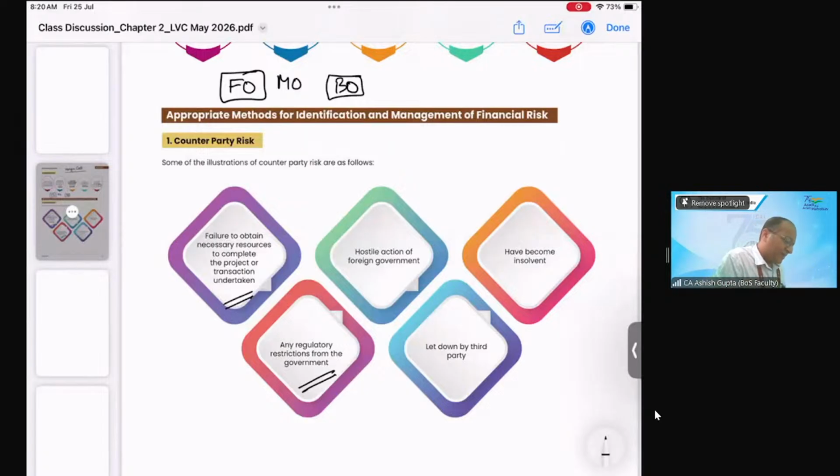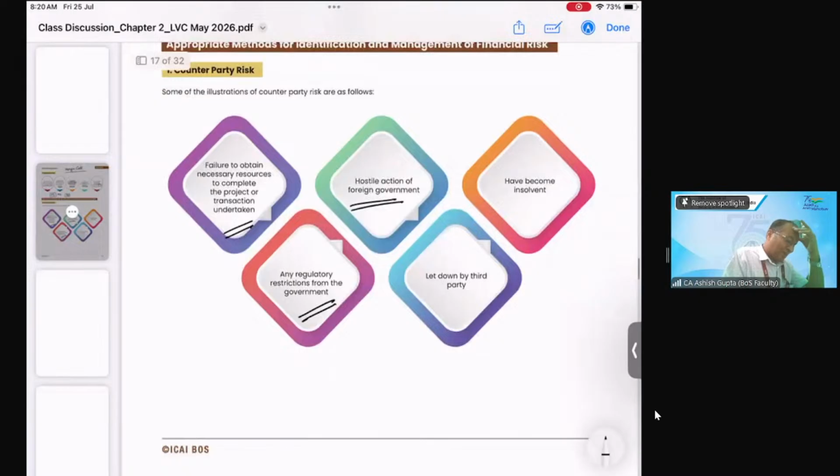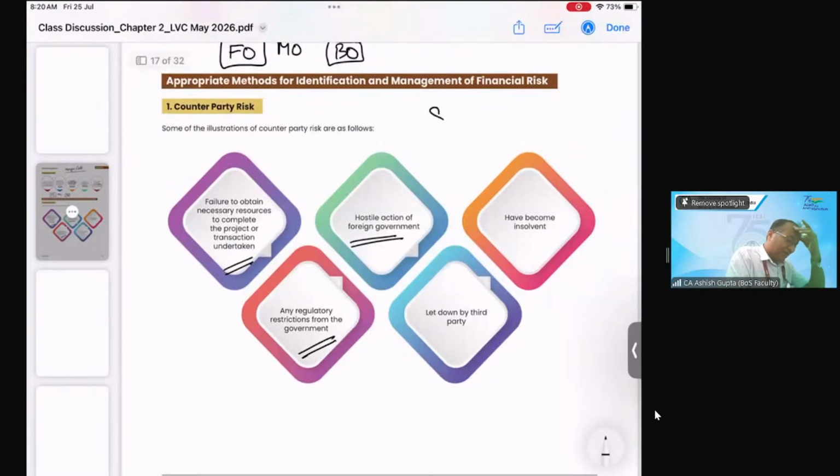Then there is hostile action by a foreign government. I told you that in the last class, like the Venezuelan oil crisis. So ultimately, money is stuck there. And there is one very good case in this regard, which is also called settlement risk. I'm just sharing it with you.